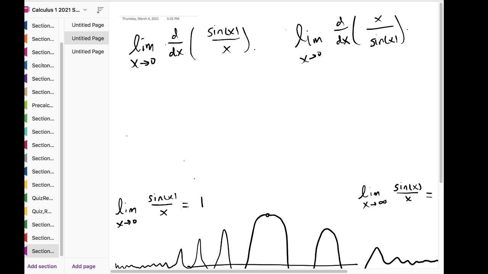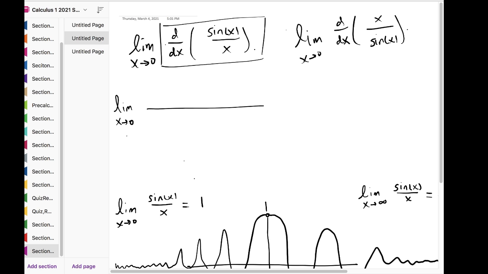Okay, so first of all, we need to take the derivative. What's the derivative of that? What rule do we need to use? Quotient, yeah. Okay, so what is the quotient rule again? It's the derivative of the numerator times the denominator minus the derivative of the denominator times the numerator, divided by sine squared.